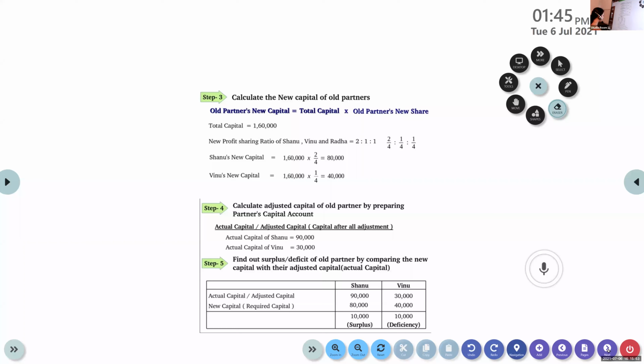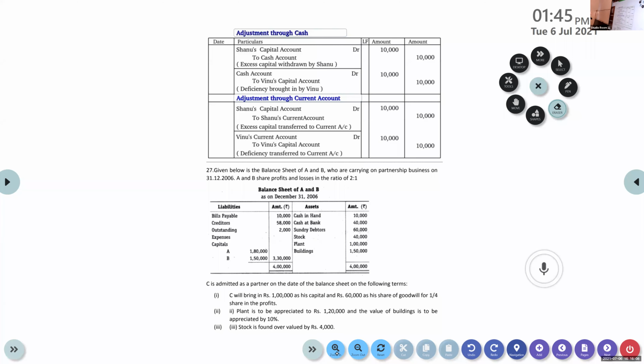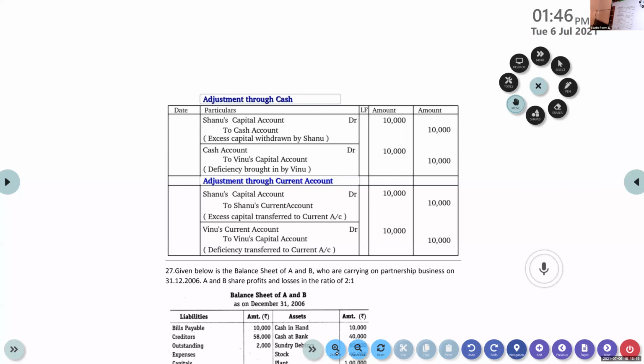So now we will prepare the journal entries. Journal entry: adjustment through cash account. Through cash account, how will we adjust it? Shanu's capital account debit to cash account. It is withdrawn by Shanu. The 10,000 which was excess is withdrawn. Shanu's capital account debit to cash account.